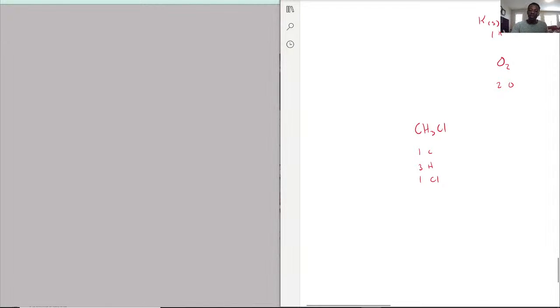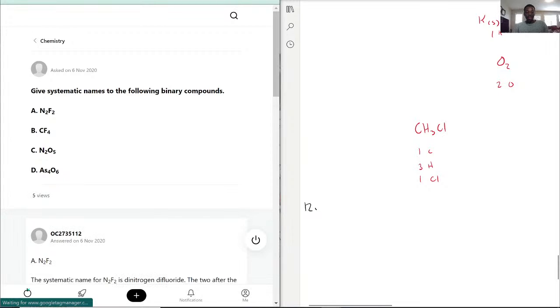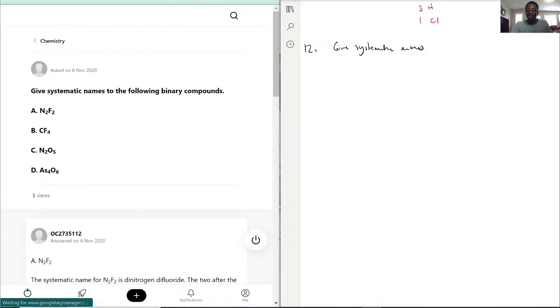And now we're going to solve question 12. I'm going to stop here after this question, just because we did deal with quite a big question earlier. But let's focus now on what we have here, which is give systematic names. And this one might take a while too. Give systematic names to the following compounds. These are binary compounds, so A, B, C, D.